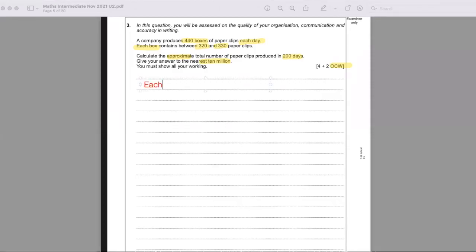So let's see what you know here. Each day you have 440 boxes, okay? And then each box has 320 to 330 paper clips, okay? So basically it's just common sense here. You can work out how many paper clips per day the company produces.